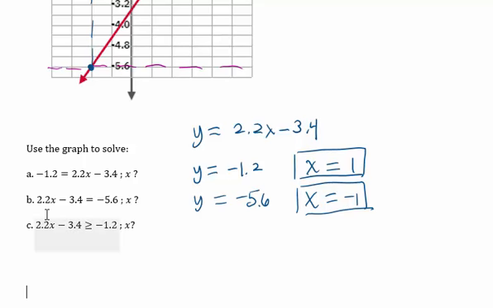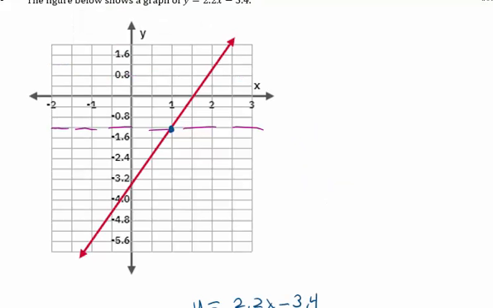Part C, it says, when is 2.2x minus 3.4 greater than or equal to negative 1.2? Another way to write that is when is y greater than or equal to negative 1.2? So if you refer back to part A when we drew a line at y equals negative 1.2, what this line does, it splits the graph into two regions. One where y is greater than negative 1.2, and the other where y is less than negative 1.2.